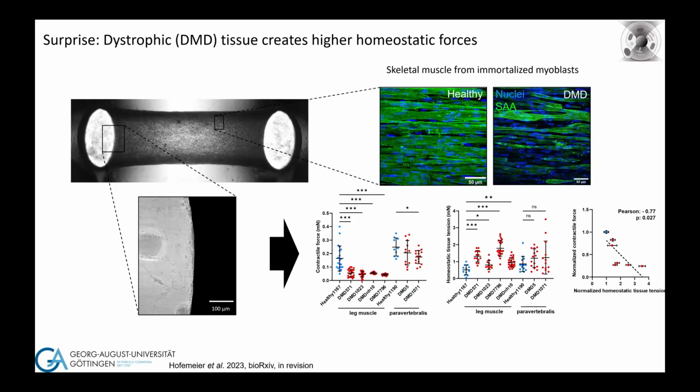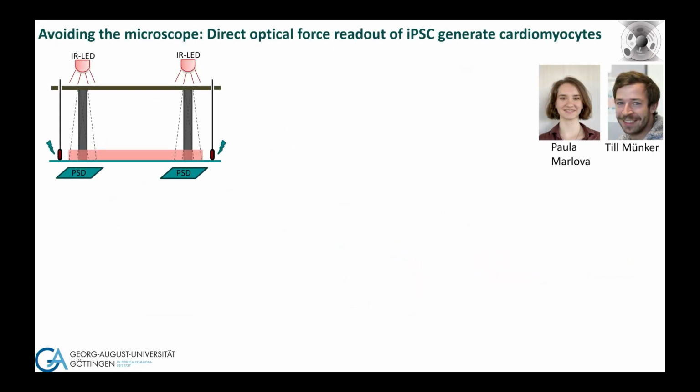So that's pretty cool. You can also anti-correlate that. That means the higher your homeostatic tension that you build up while you grow, the lower is your contractile potential. So this is really something that we look at now. So pretty cool system. You can have a lot of fun with it, but you can also drive it further. And that's really now the work of here.